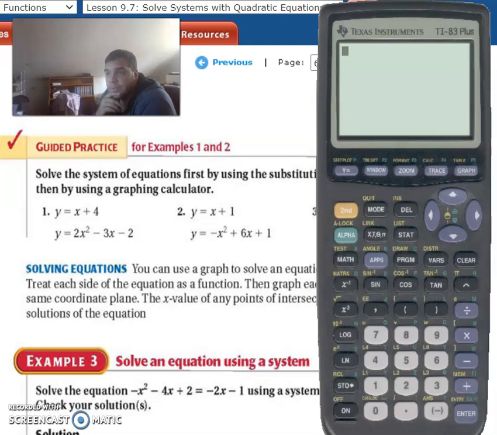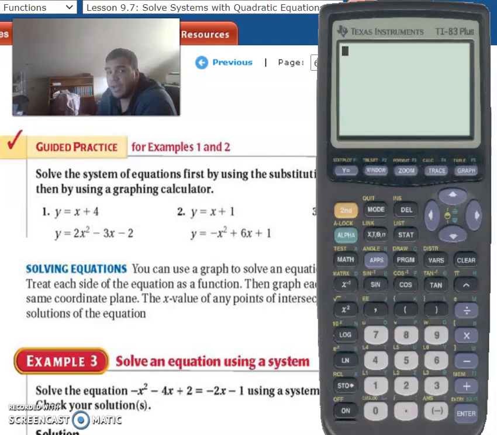Hey guys, Algebra 1. Today we're doing how to do the intercepts in the calculator. If you have a TI-84, this should be useful. If you don't have a TI-84, it's fine. Everything you're going to be able to do is doable by hand.